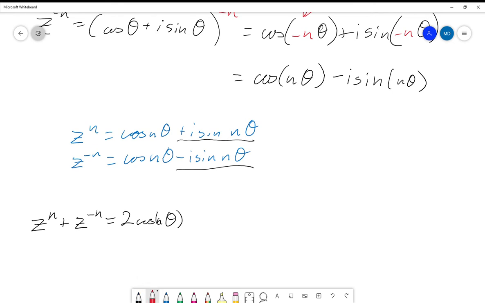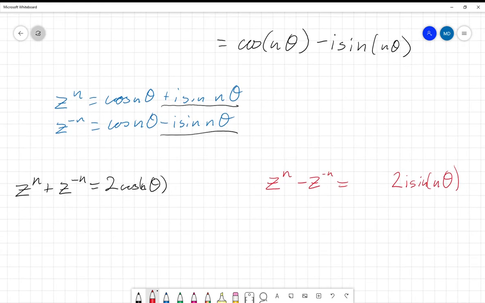And similarly, if I subtract, well, the cosines are going to cancel out, get 0 there, and I get positive sine subtract negative sine. If I subtract negative, I'm adding it on, so I get plus 2i sine of n theta. And these two are the two formulae that we need. z to the n plus z to the minus n is 2 cosine n theta, and z to the n minus z to the minus n is equal to 2i sine n theta.